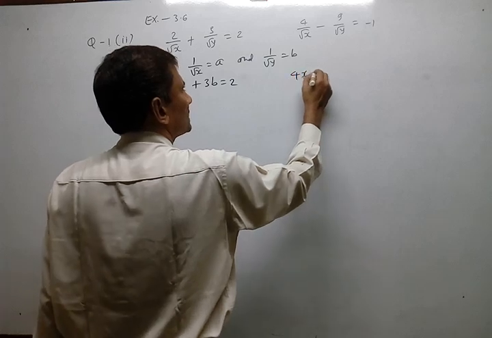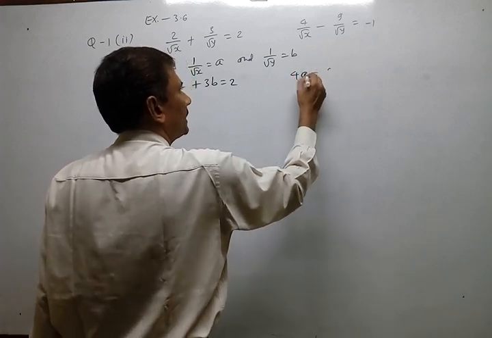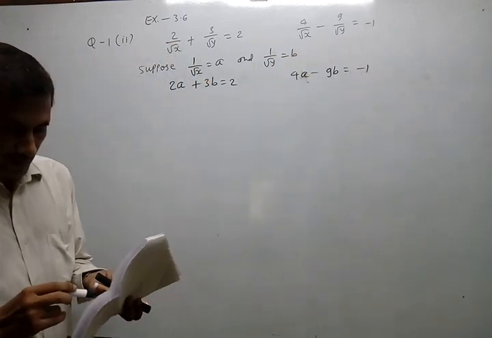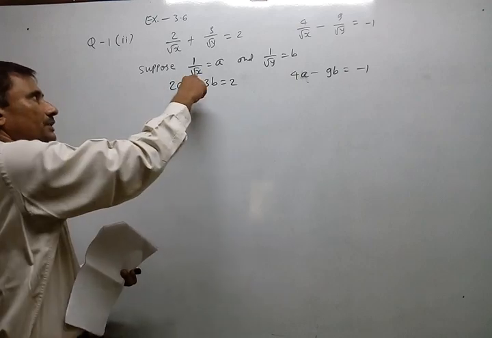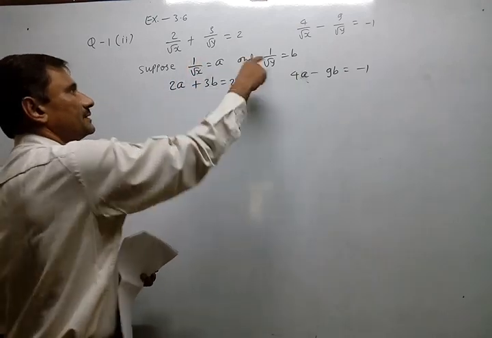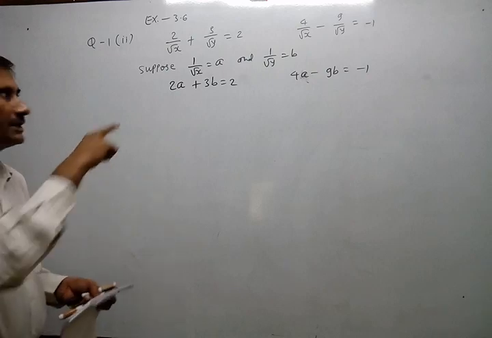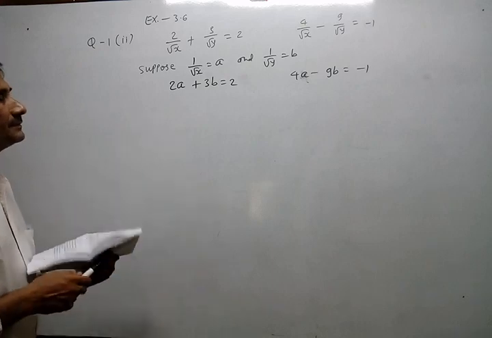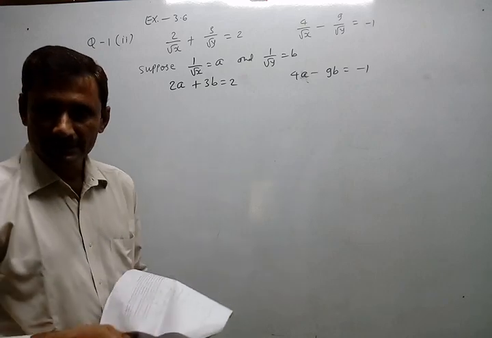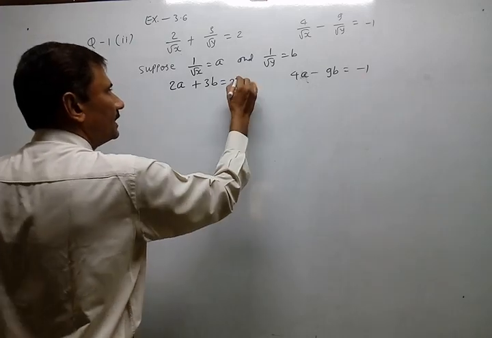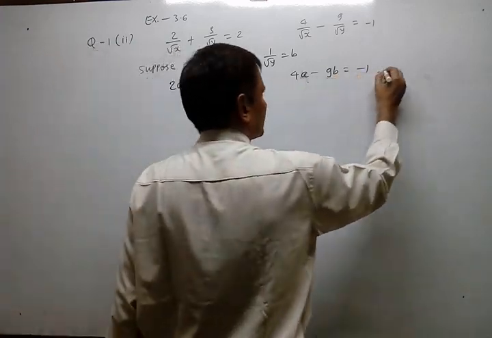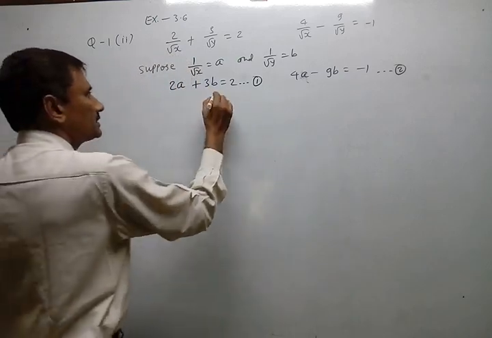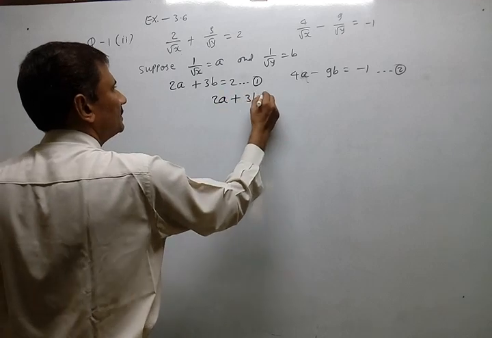And here 4a minus 9b equal to -1. So you understand? Upon root x is replaced by a and upon root y is replaced by b. Now just solve them as our usual practice. Now nothing is new. Now they have become clearly linear equations. So solve as you are solving in every practice. So first of all, write this way.